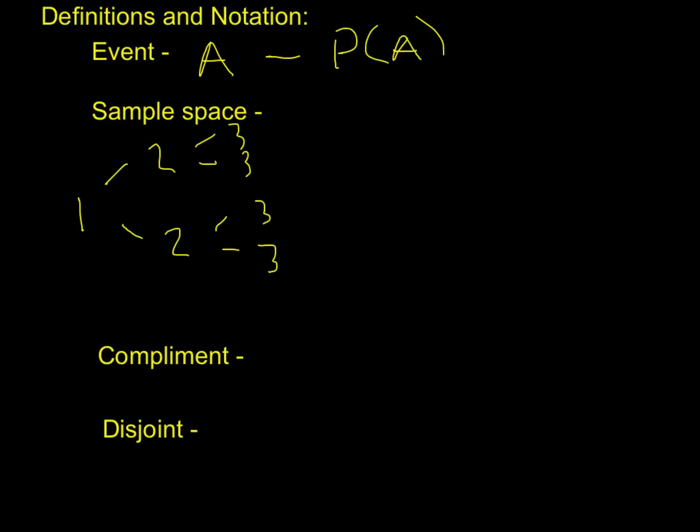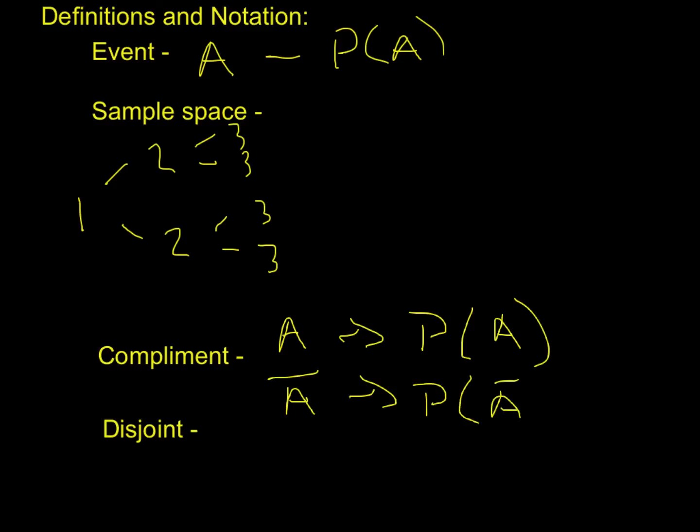Now moving on to the idea of a complement. If I have event A that has probability P of A, then the complement of A is the likelihood of A not occurring, and it's denoted as A bar, and it has probability P of A bar.